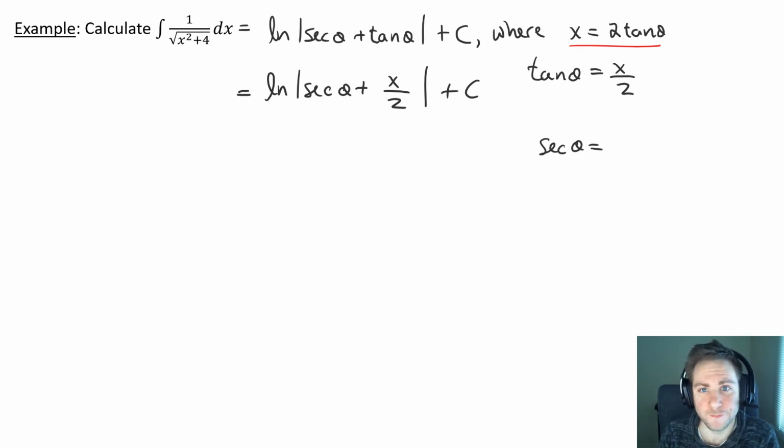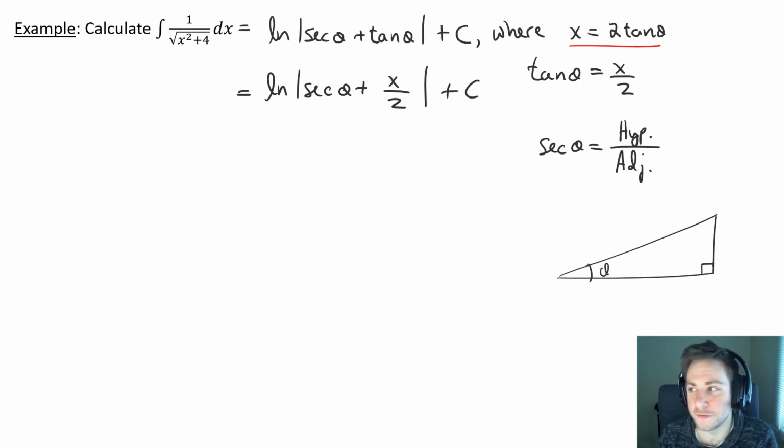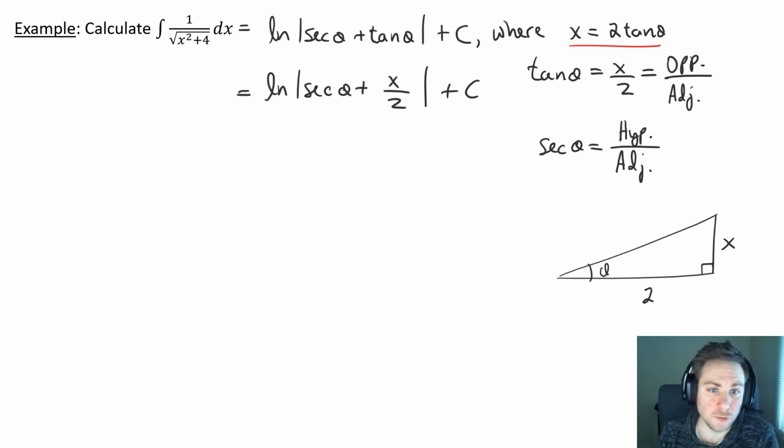terms of x. Well, in general, secant of theta is the reciprocal of cosine, or in other words, it can be viewed as hypotenuse over adjacent. And this, of course, refers to a right triangle containing theta as one of its angles. If we knew the sides of this triangle, then we would know the value of secant of theta. But we do know the sides because tan of theta can be viewed as opposite over adjacent. So that means the opposite side is x, and the adjacent side must be 2.